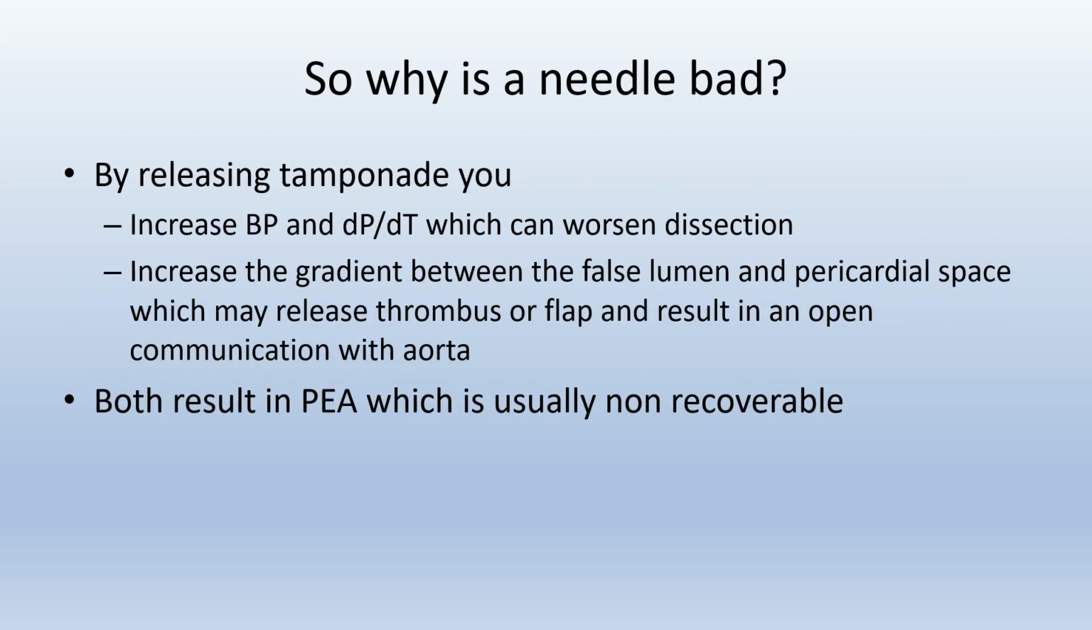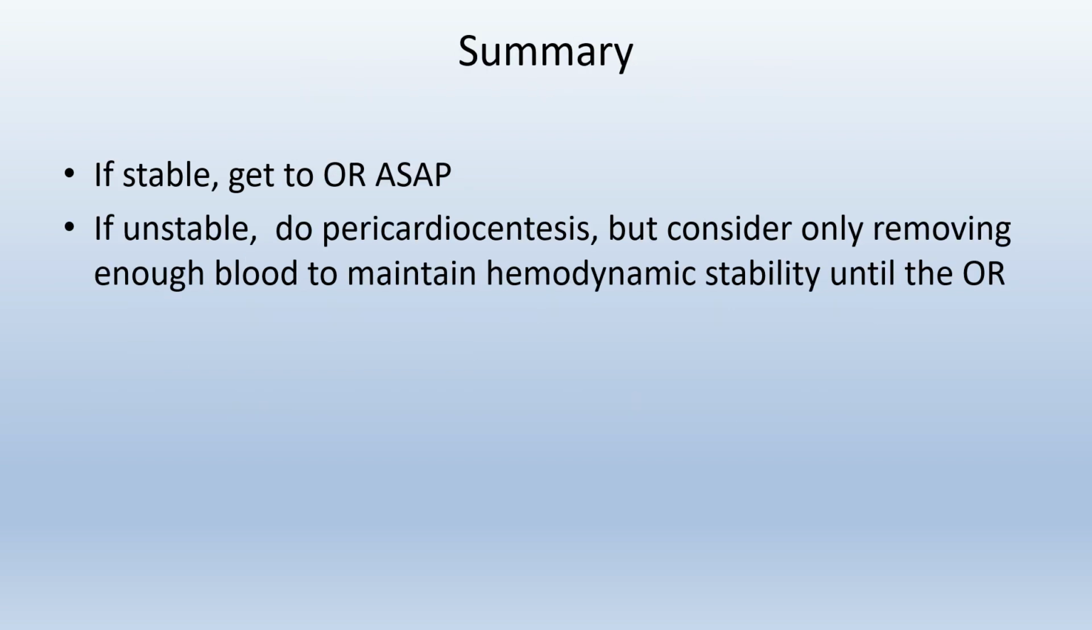So pericardiocentesis, by releasing tamponade, increases BP and dP/dt, which can worsen the dissection. It increases the gradient between the false lumen and pericardial space, which may release the thrombus or flap and result in an open communication with the aorta. Both result in PEA, which usually is not recoverable.